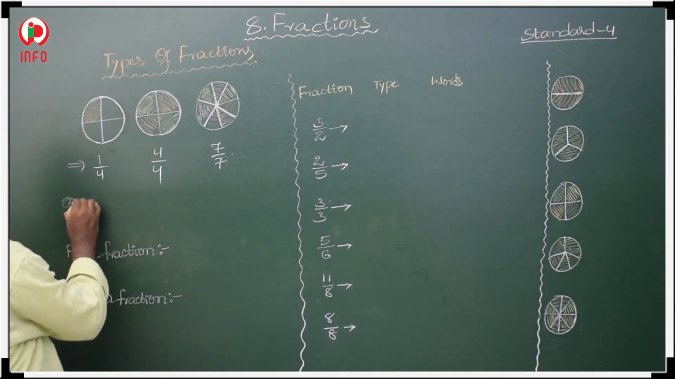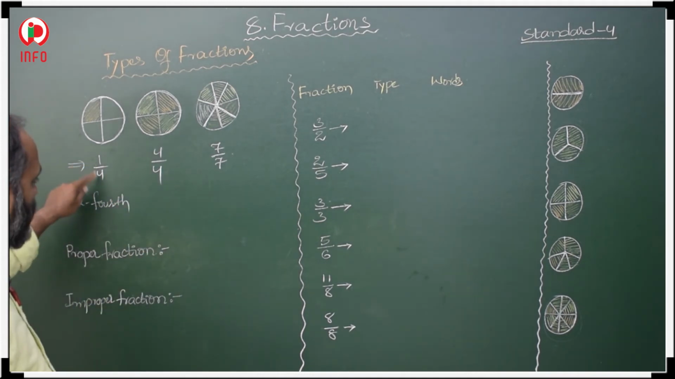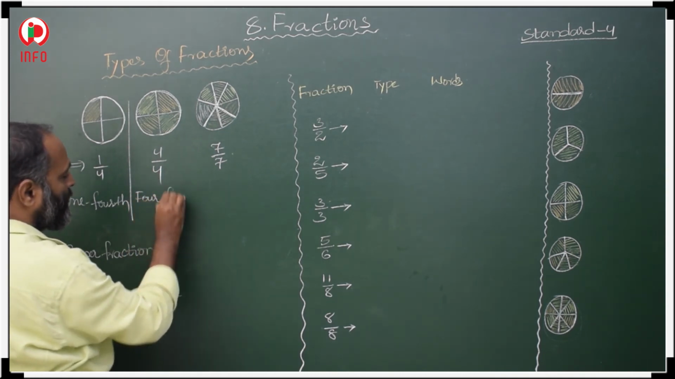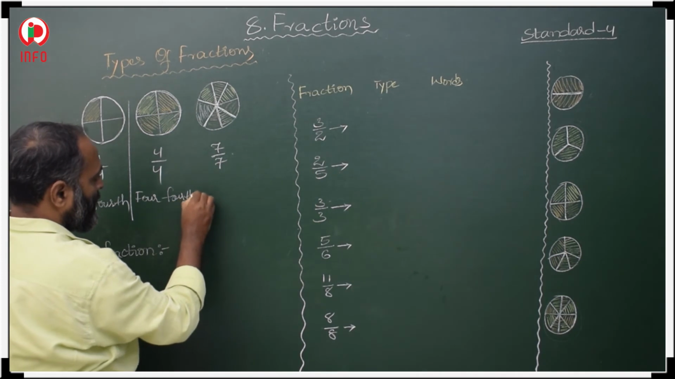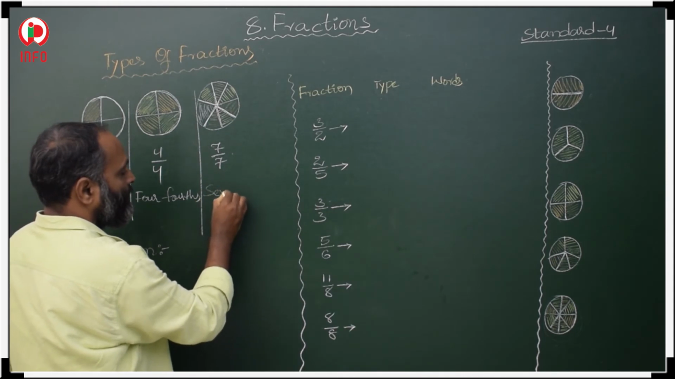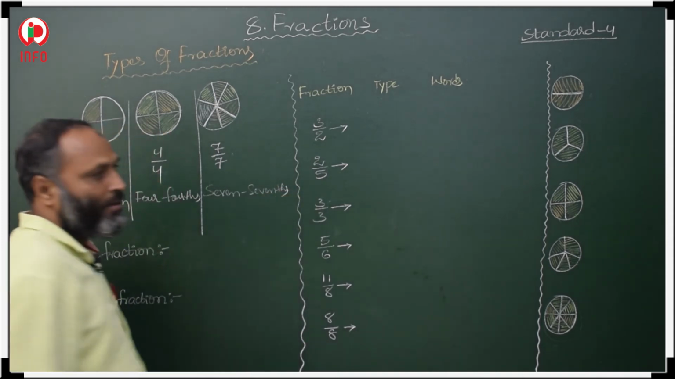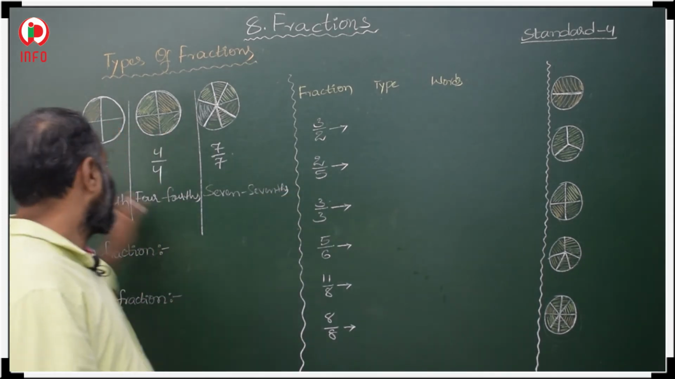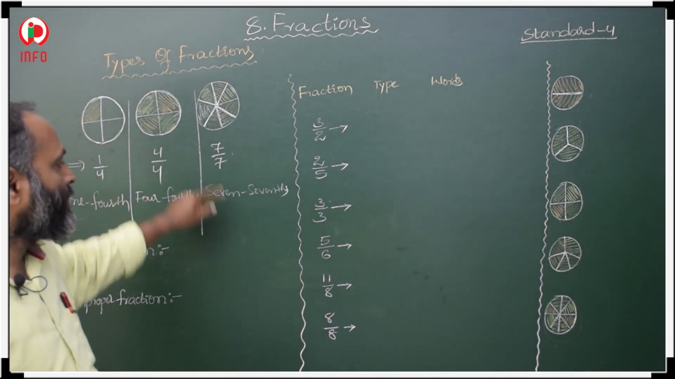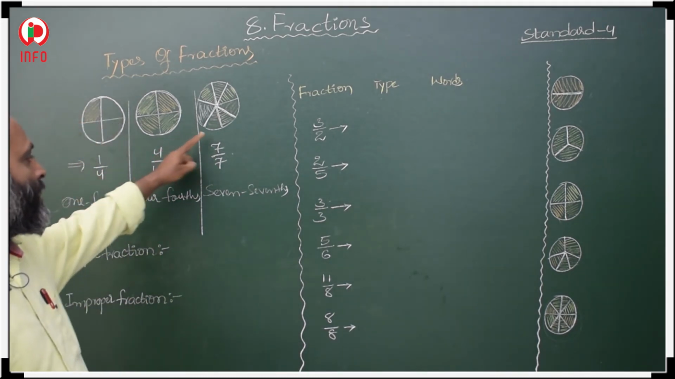This is 1/4, here 4/4, here 7/7. So in this way we have to represent 1/4, 4/4, 7/7.